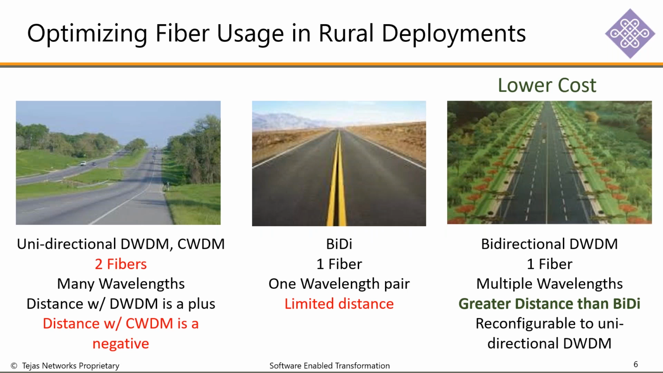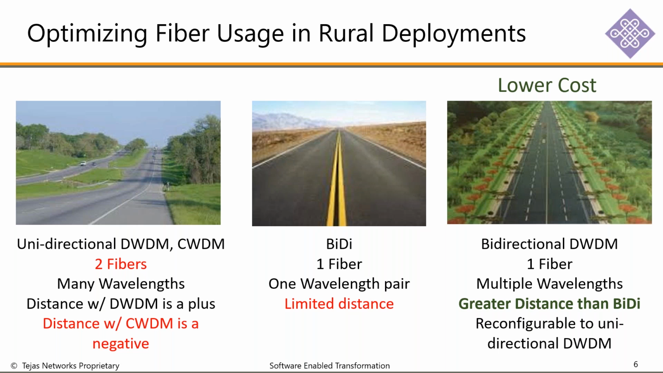To look at that, we're going to have to look at optimizing fiber usage. Currently, we can look at the left-hand side of this slide and say our fiber usage is kind of like a divided highway. It's unidirectional for both DWDM and CWDM. It uses two fibers going one way, or a fiber going one way and a fiber going the other way. And this is pretty good in a lot of respects.